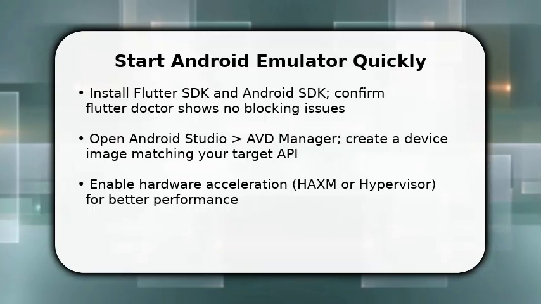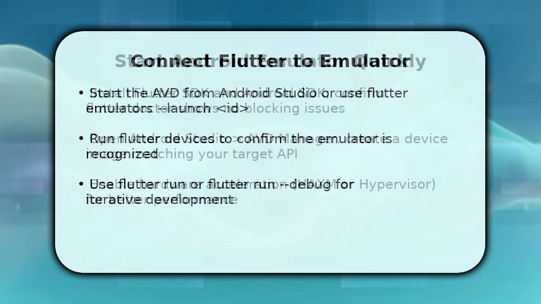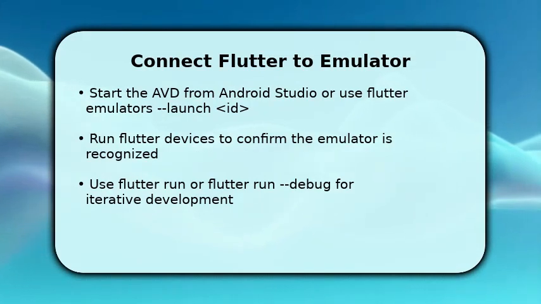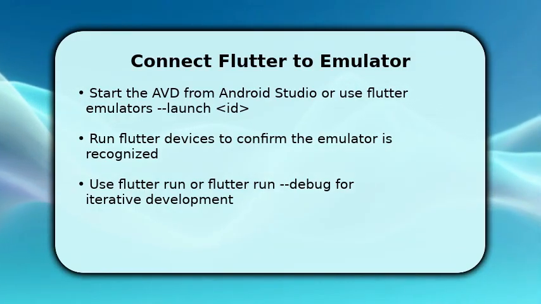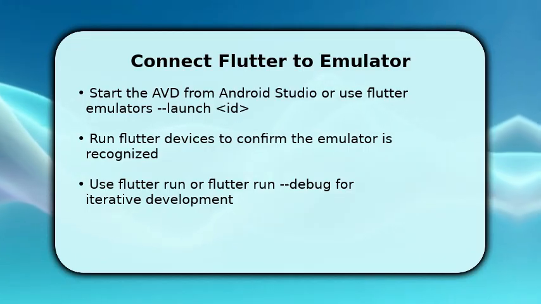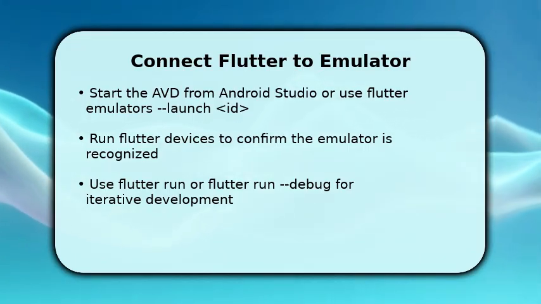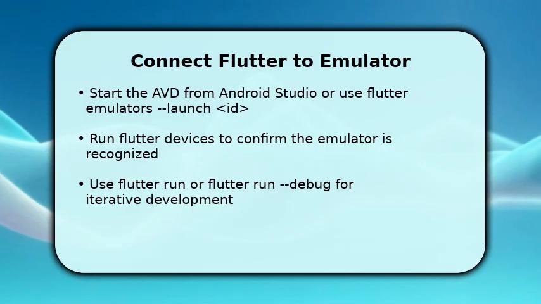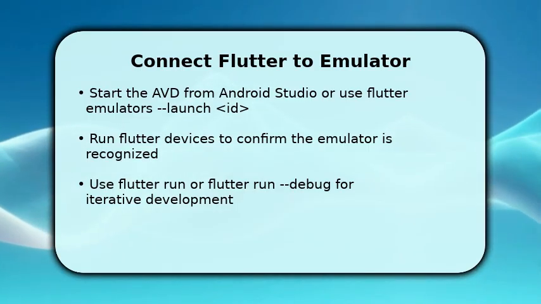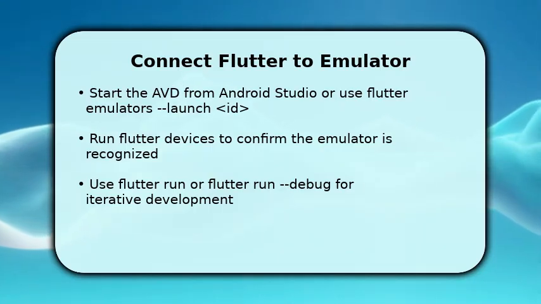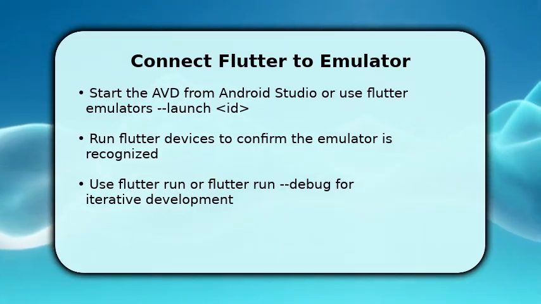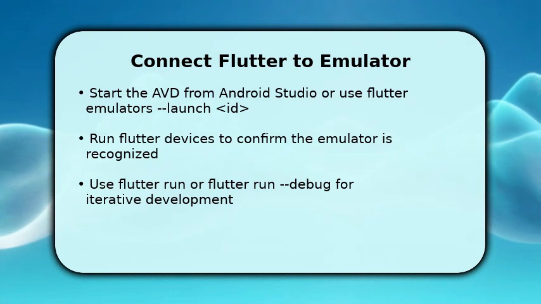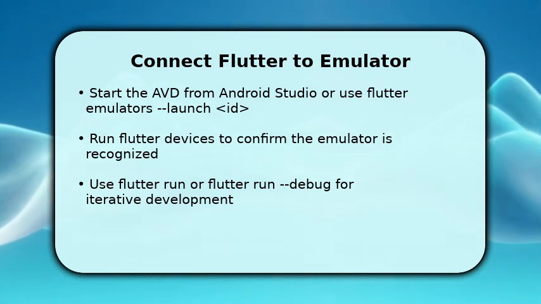With the AVD created, start it from Android Studio or by running flutter emulators launch followed by the AVD ID. This ensures the virtual device boots fully. Then run flutter devices to confirm Flutter detects the emulator. This links the toolchain to the VM. Once recognized, use flutter run to install and launch the app, or flutter run --debug for hot reload during development. Make sure your app's minimum SDK and selected AVD profile are compatible, otherwise the install will fail.